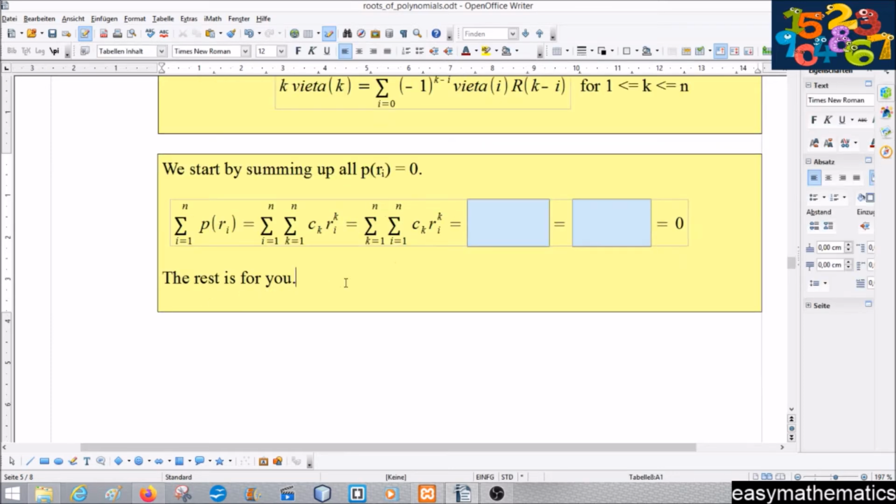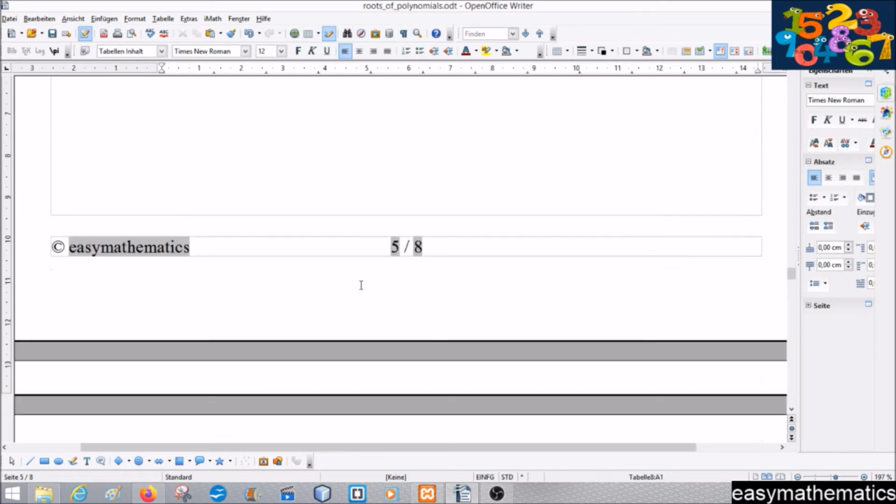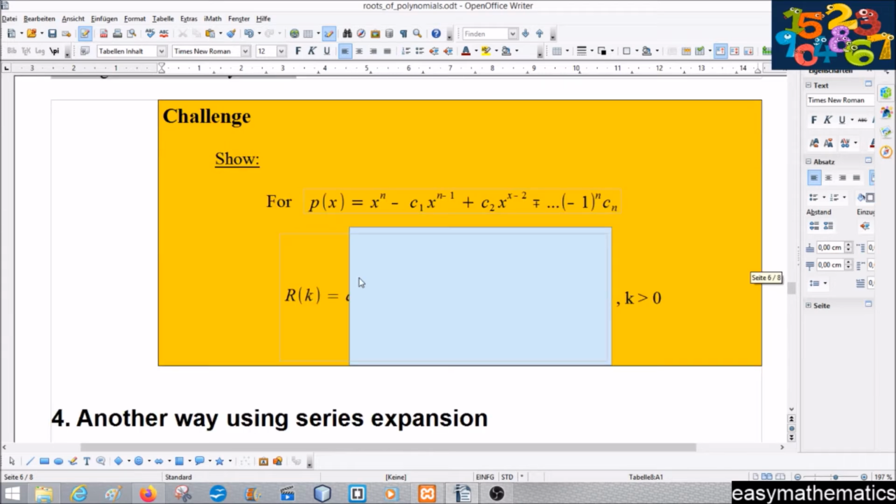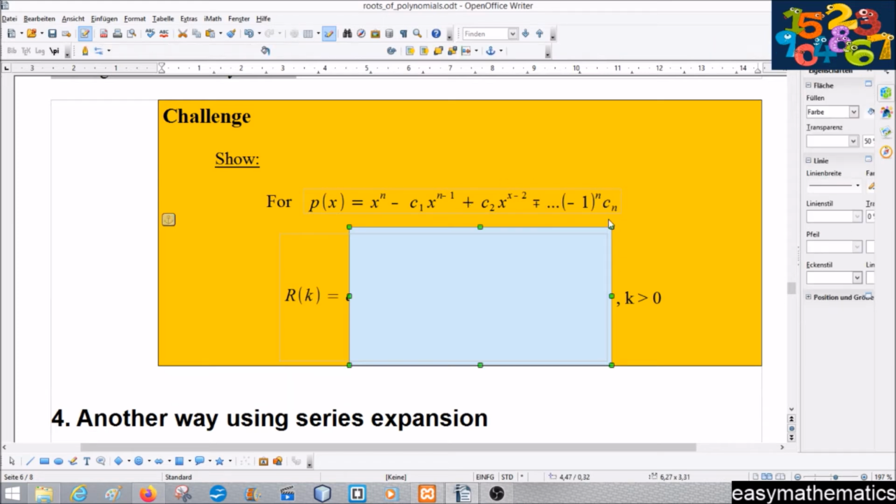Alright, the rest is for you. You think about that. Very nice result. And yeah, a challenge for you now is to show that for a polynomial with alternating signs. This is also just for formal reasons.